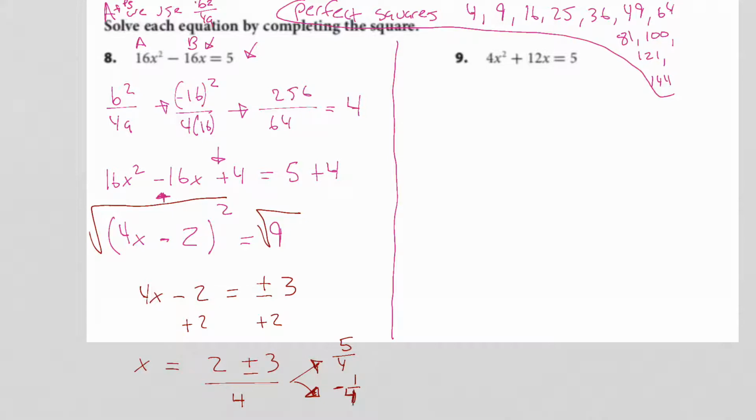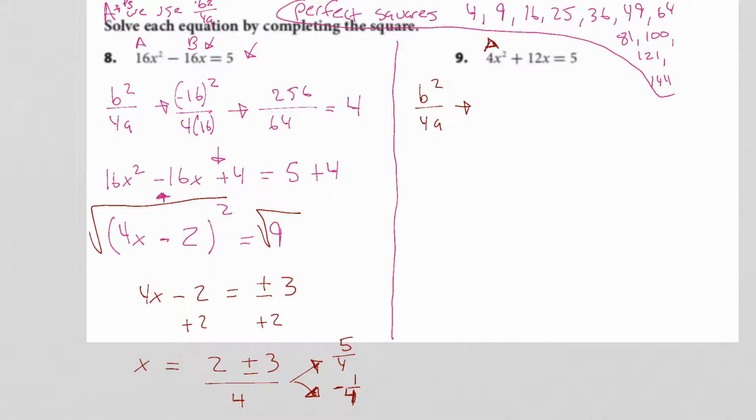Minus 1/4. So we'll try another example in just a moment, and hopefully this is making a little bit of sense. So here we go. 4 is A, right? And we've already determined that 4 is a perfect square. So I'm going to use this formula, B squared divided by 4A, to figure out what do I have to add to this to basically make it a problem that I can use the square root to solve.